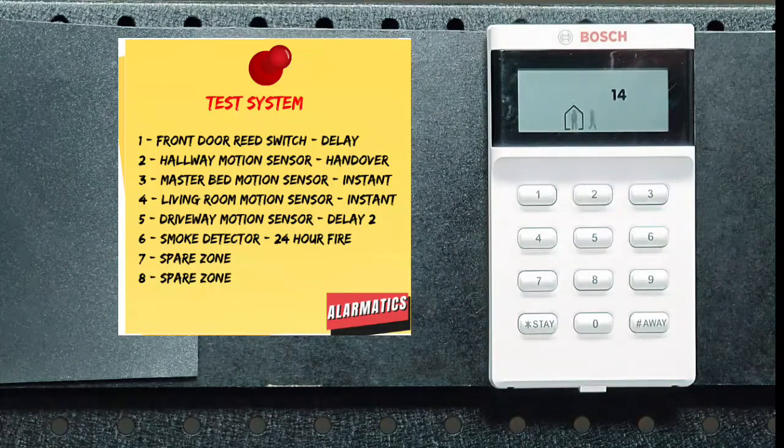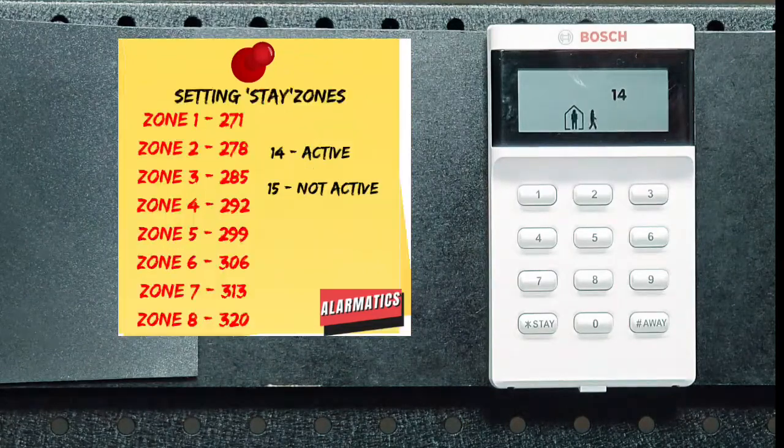And the other zones there, zone 6 is a 24-hour zone. It doesn't matter what the setting is, because it's a 24-hour zone, so that setting won't have any effect. And zone 7 or 8 are spare zones, so it doesn't matter what we put in there. So we'll leave those zones. Basically, any zone that you want to be armed when you're sleeping, set it to a 14. And any zone that you want to be isolated when you're sleeping, set to a 15.